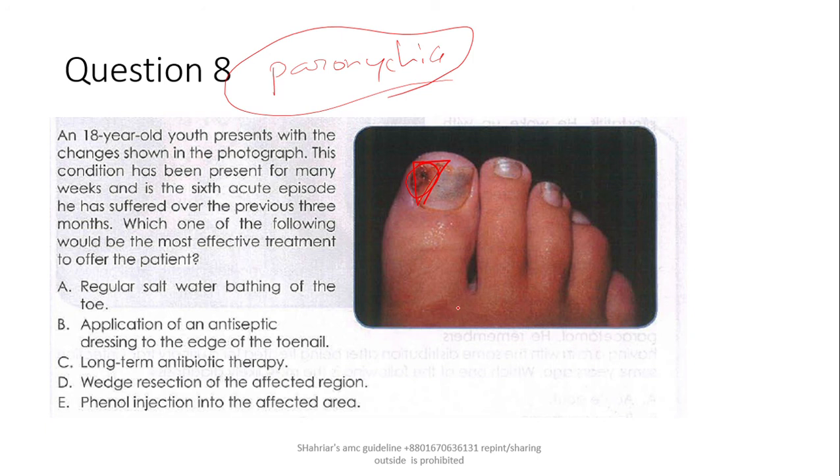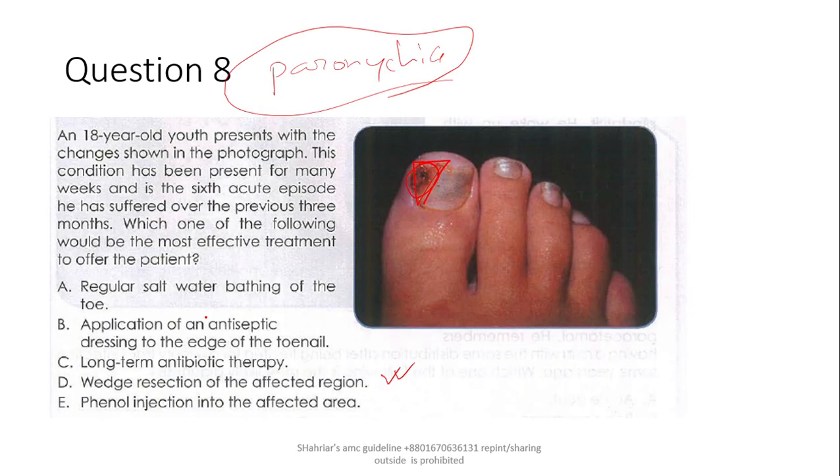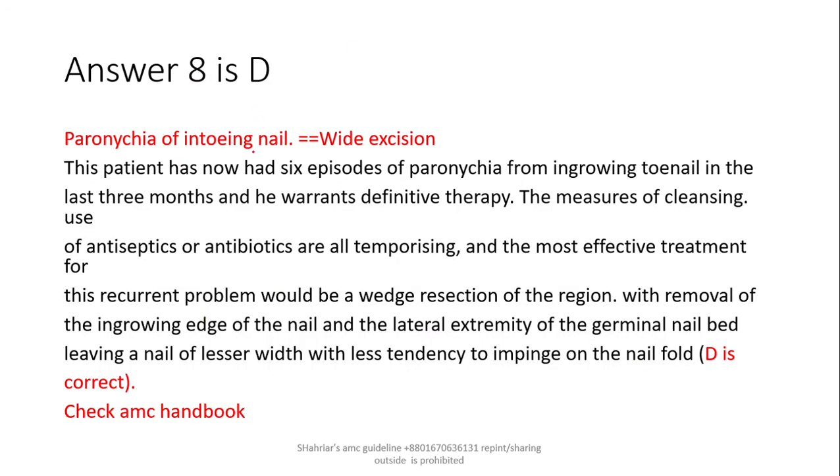Remove the whole. Wedge resection. Yeah, it's a wedge shape resection of the affected region, or any other thing. I think it's a wedge resection or wide excision. What do you think? Should be wedge resection. So paronychia of the ingrowing nail, actually. So wide excision of the affected part. That's the correct answer here. Very good.